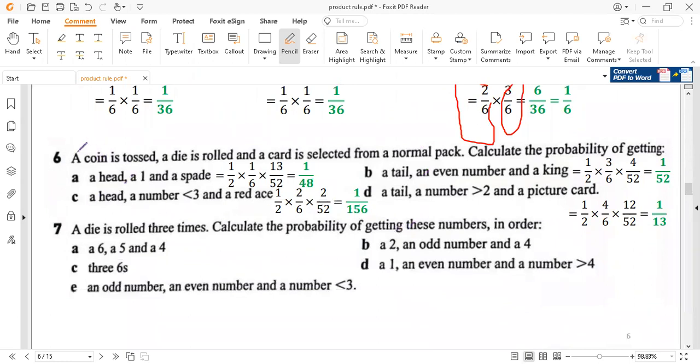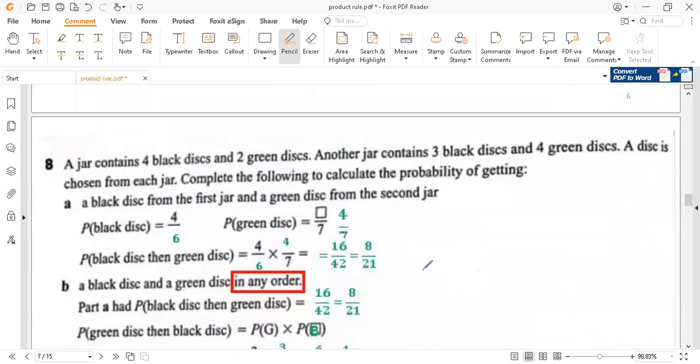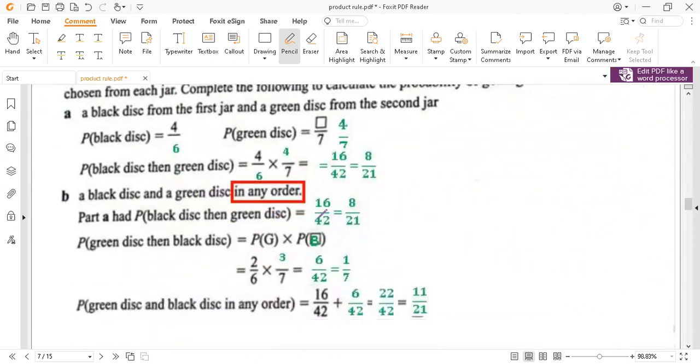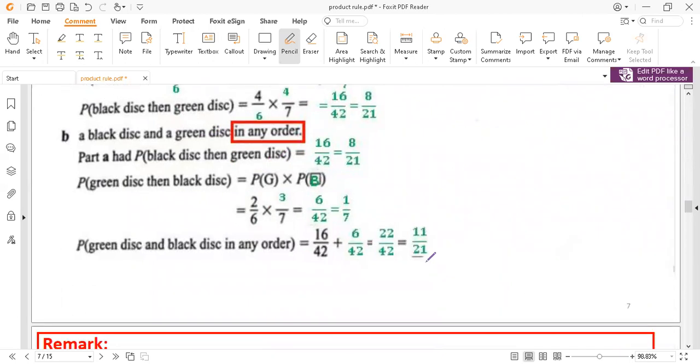And it could be more than 2 events, could be 3 events and more. Okay, so I will let you complete the following ones by yourself.